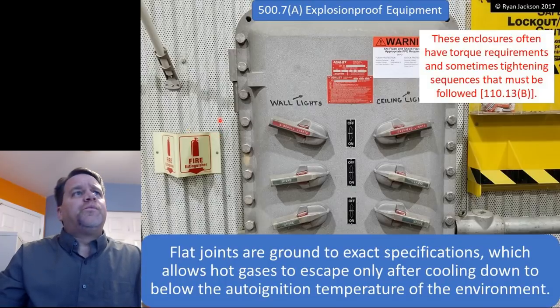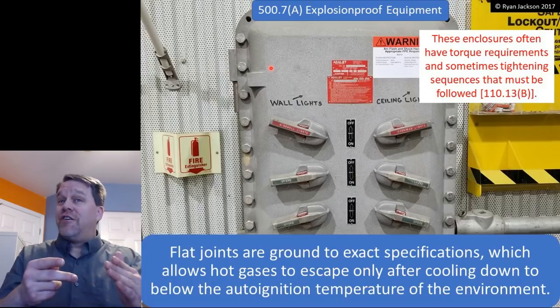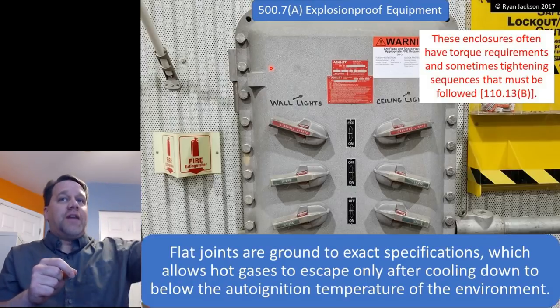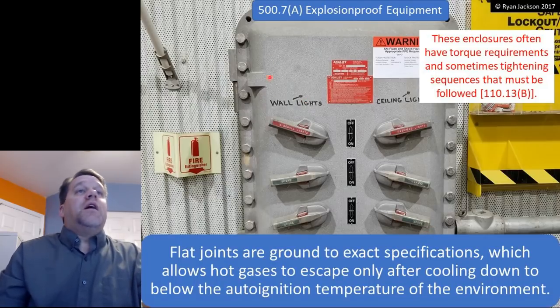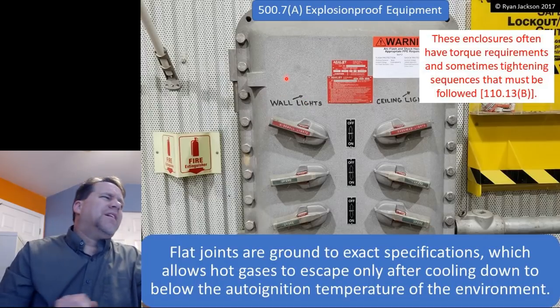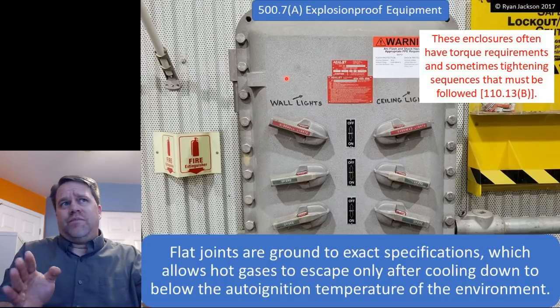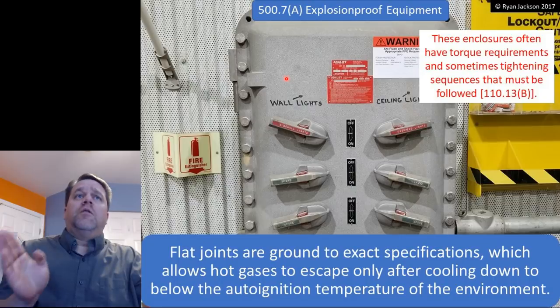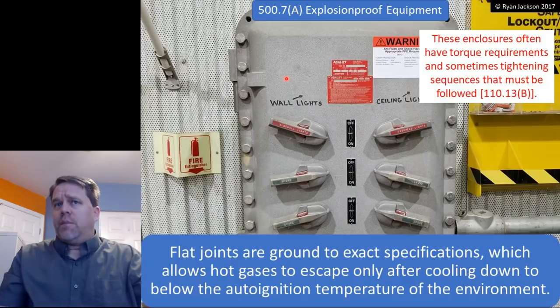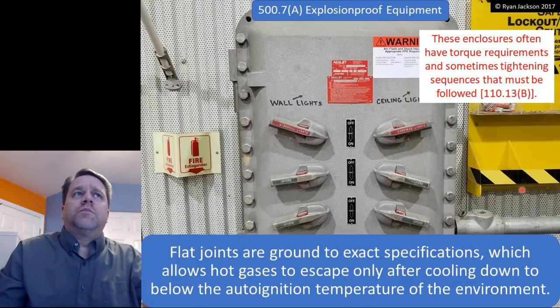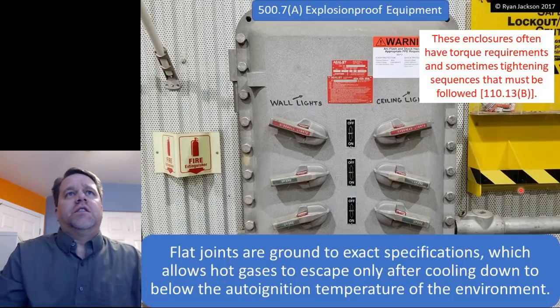It's worth pointing out also that some of these enclosures have tightening sequences, just like when you change a tire on a car, right? You tighten this one, then that one, then that one. Same thing here. Some of these enclosures, you tighten this one first, and then this one, and then that one, and they might have torque requirements as well. So you always need to follow manufacturer's instructions, but it's imperative that you follow manufacturer's instructions in hazardous locations with explosion-proof equipment or any other type of protection technique. So that's explosion-proof equipment, 500.7(A). That's our first protection technique.